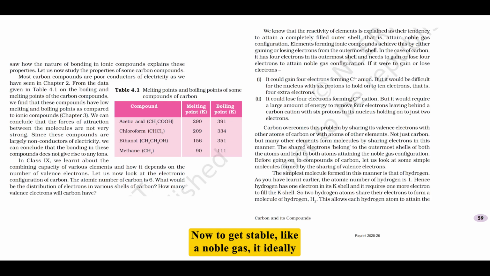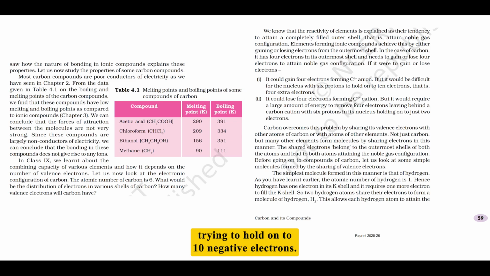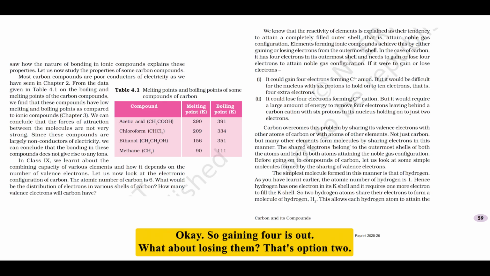Now, to get stable, like a noble gas, it ideally wants a full outer shell, usually 8 electrons, the octet rule. Okay. So with 4 valence electrons, carbon faces a dilemma. 2 theoretical options, but both are problematic. Problematic how? Well, option 1, it could try to gain 4 more electrons to form a C4- ion. Imagine that. You'd have a nucleus with just 6 positive protons trying to hold on to 10 negative electrons. That sounds crowded and unstable. Extremely unstable. The repulsion between those 10 electrons would be huge, and the 6 protons just wouldn't have enough positive charge to keep them all tightly bound. It's energetically very unfavorable.